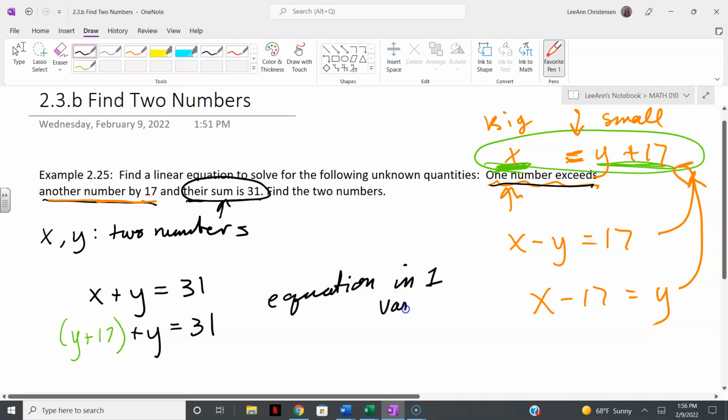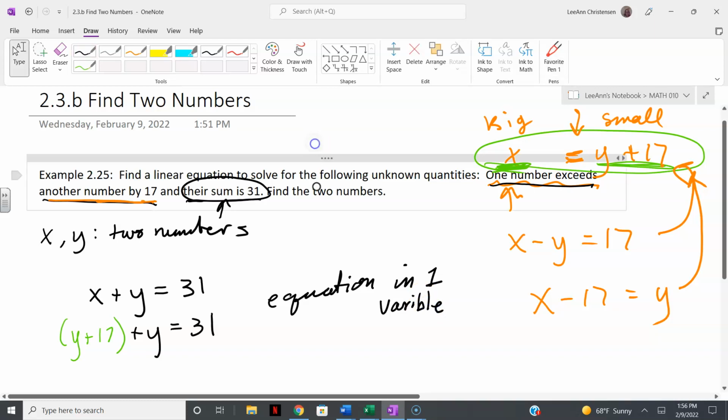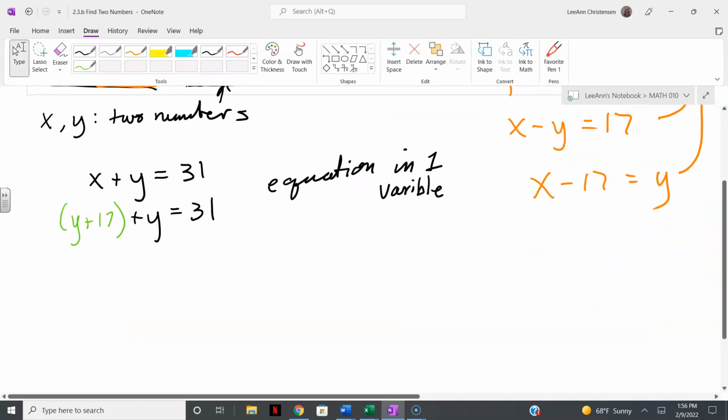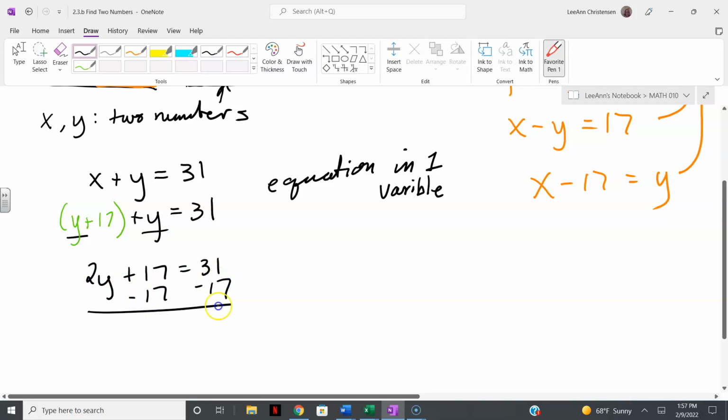So if you were thinking, well, why didn't you just solve the x plus y equation, x plus y equals 31? I can't, because I've got two variables and I can only have one variable. Okay, but this I can solve. So I'm going to say y plus y is 2y plus 17 equals 31. I'm going to subtract 17 from both sides. I'm going to have 2y. This is the solving part. This is the fun. And then I'm going to divide by 2. And I get y equals 7.